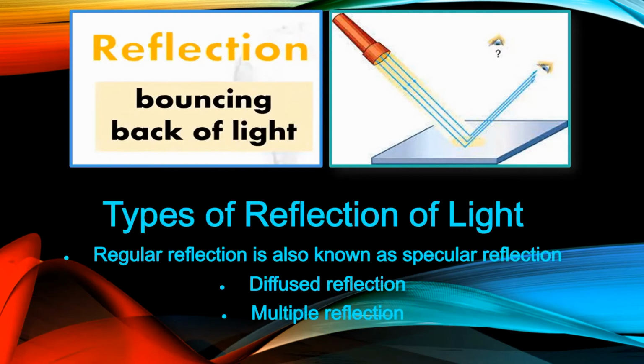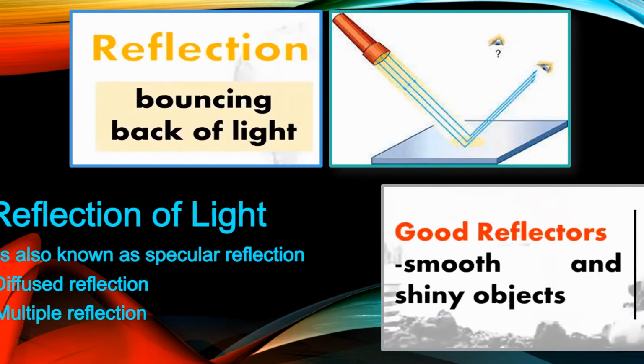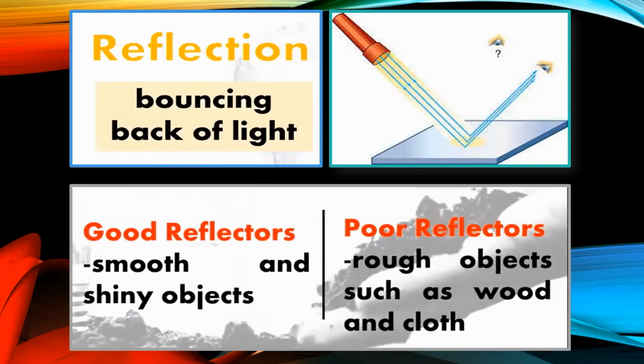Types of reflection of light. Regular reflection, also known as specular reflection, diffuse reflection, and multiple reflection. The quality of reflection depends on the surface of the reflectors. The good reflectors are smooth and shiny objects, and the poor reflectors are rough objects such as wood and cloth.